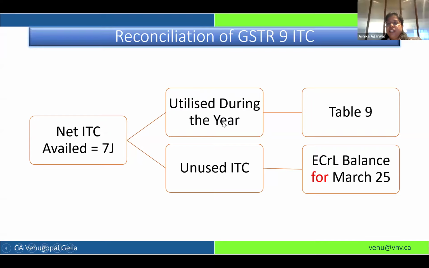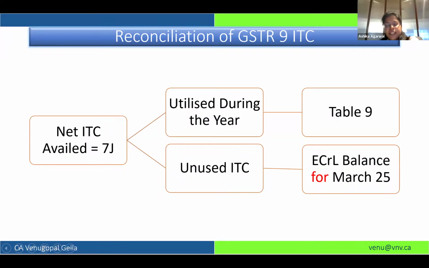If any unused ITC is there, meaning your availment is more compared to utilization or due to opening credit balance impact, that will go into credit ledger balance. So in this way, you can check that whatever you have reported in your GSTR 9 about table 6 and 7, whether it's matching or not. So it's just a cross validation.